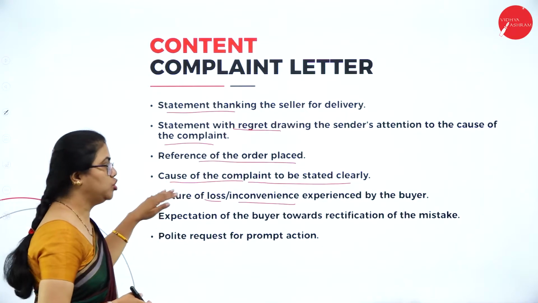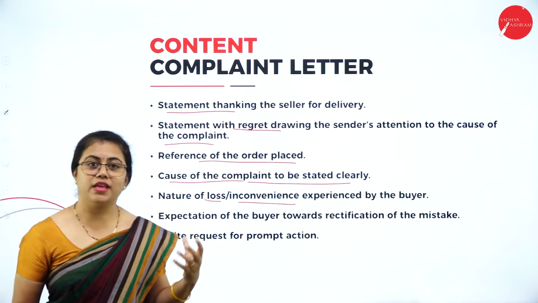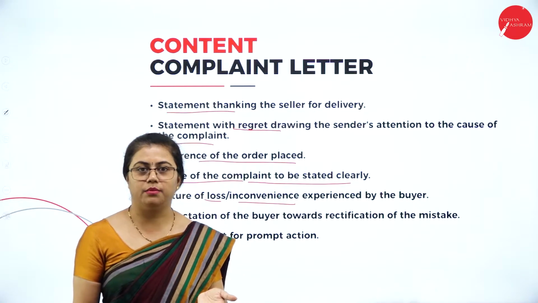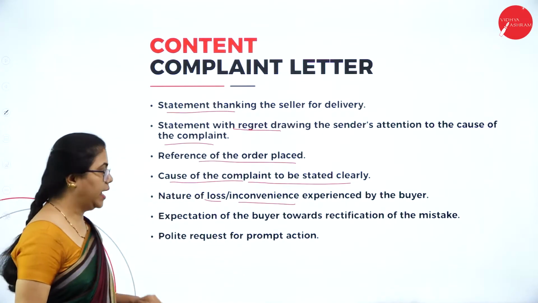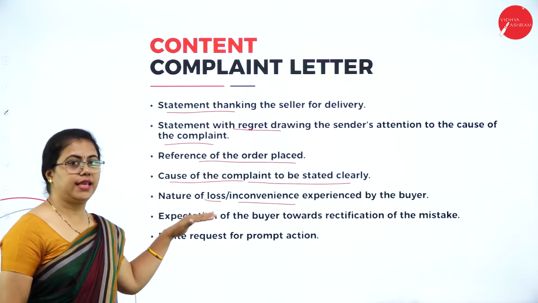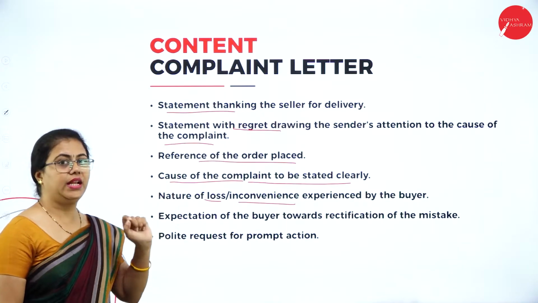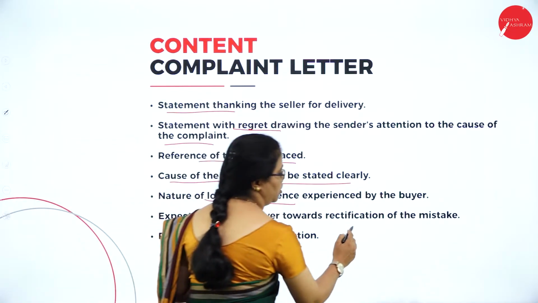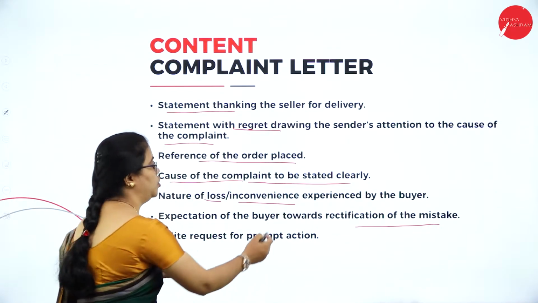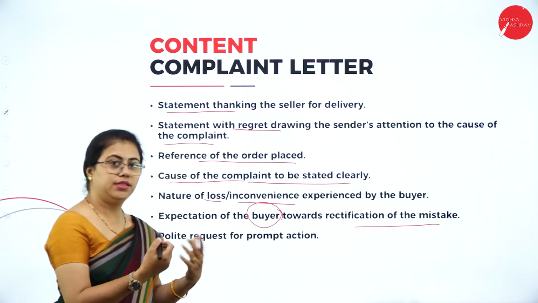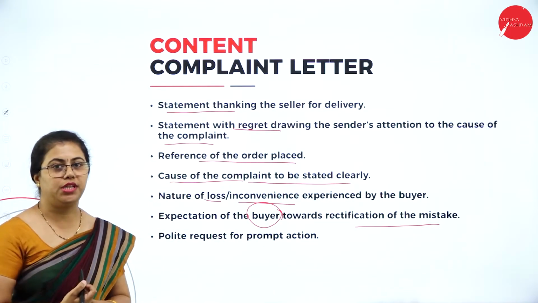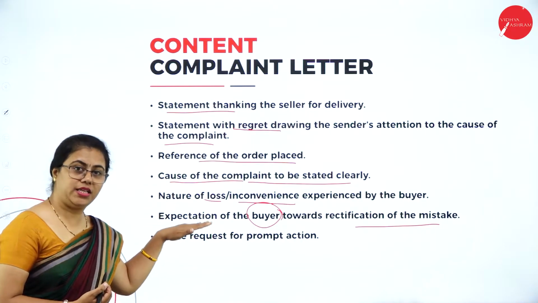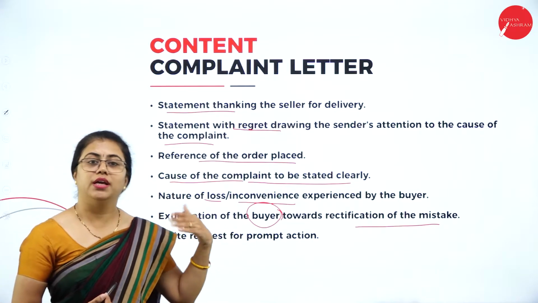Suppose you do this clearly, then the supplier will be very clear how to negotiate it, how to do the settlement. So the buyer should state the loss or inconvenience experienced by him in a very clear way. Then, the expectation of the buyer towards the rectification of the mistake. So how would the buyer want the supplier to rectify this mistake? You have identified the mistake here, then you are expecting that the supplier corrects this mistake.